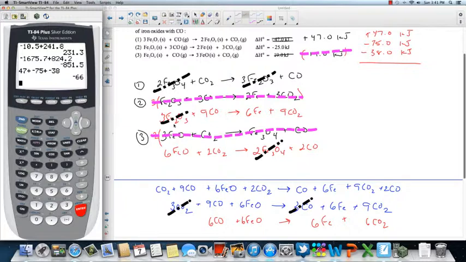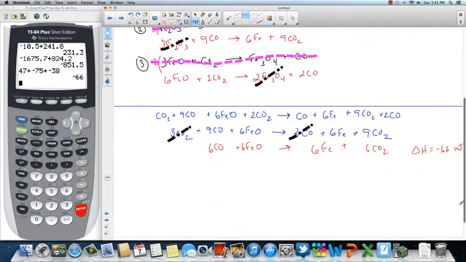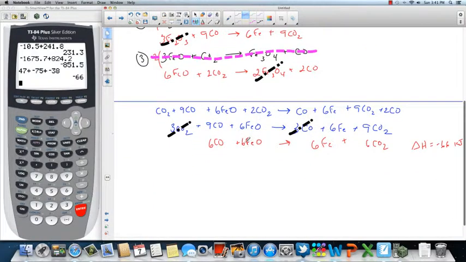I did something wrong here. I know I did something wrong here. No, I didn't. Equals negative 66. So what we end up with here is a sum total of negative 66 kilojoules. All right? So now we come down here, we can see our delta H equals negative 66 kilojoules. So we're done, right? Well, not quite. Almost. Not quite, though, because we know that we only wanted 1 mole equivalents.